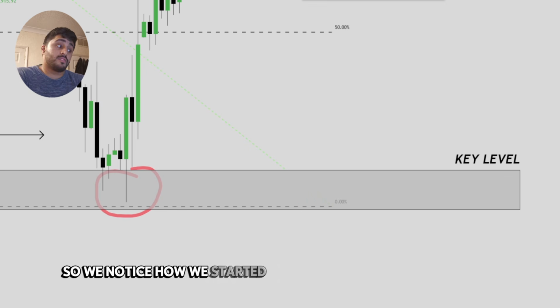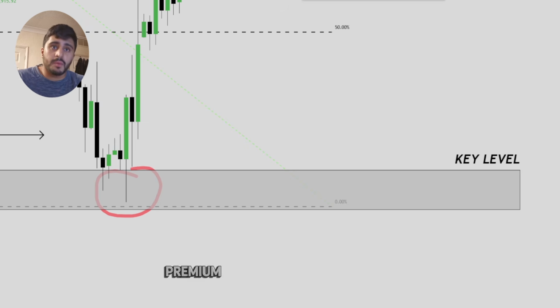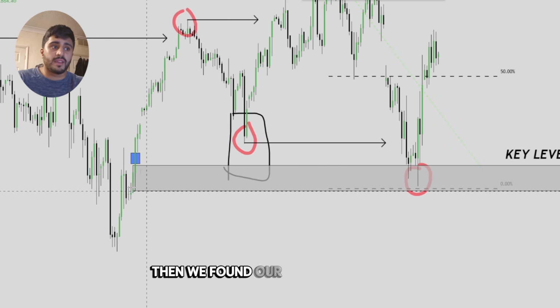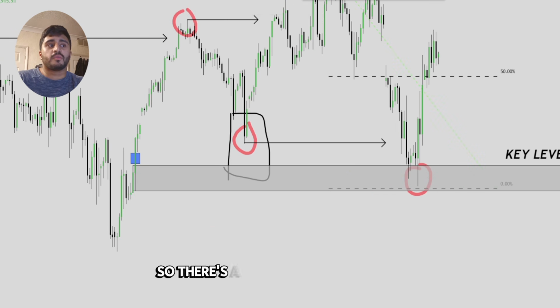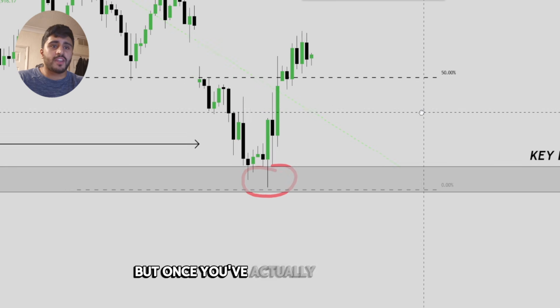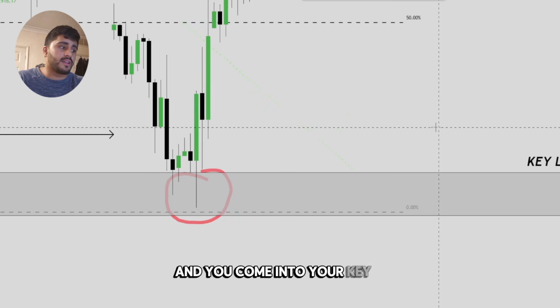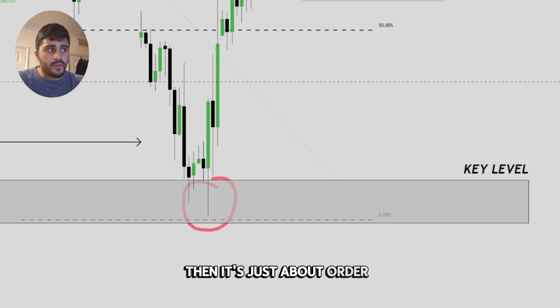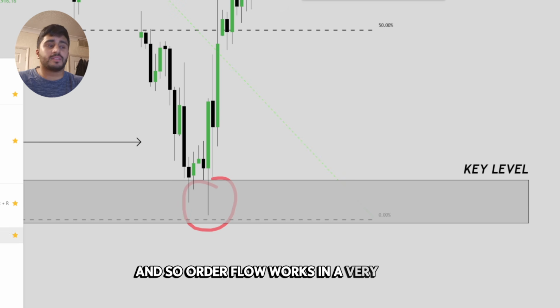So we noticed how we started with market structure, dealing range, premium and discount, fair value gaps. Then we found our key level, just like this. So there's a process you want to follow, but once you've followed a process and you've come into your key levels, then it's just about order flow. And order flow works in a very simple way.